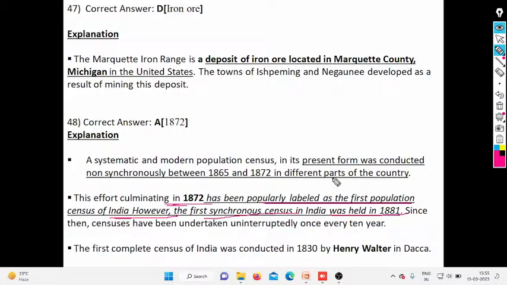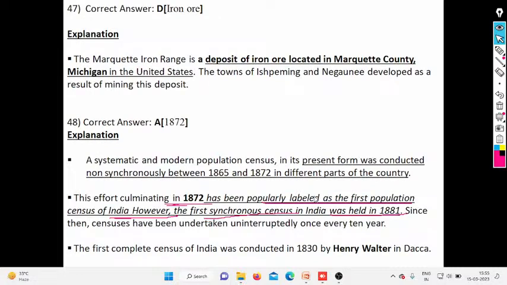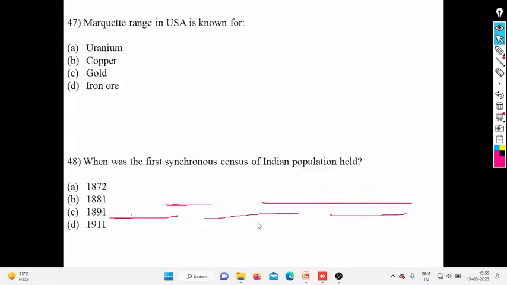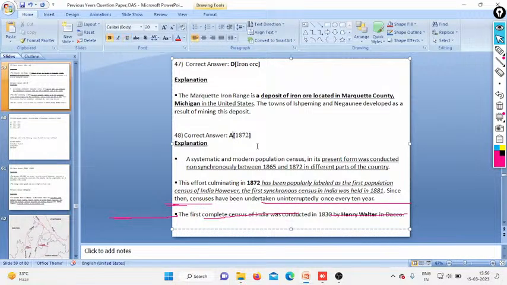Okay, it is labeled the first population census of India. However, the first synchronous census was in 1881. What was conducted non-synchronously in 1861 was in different parts of the country, popularly labeled as the first population census. It is the synchronous census, so I was correct. It was 1881. The first synchronous census in India was 1881. So the answer is B. Just one second, it is B, 1881.